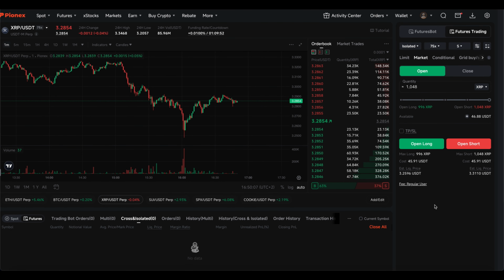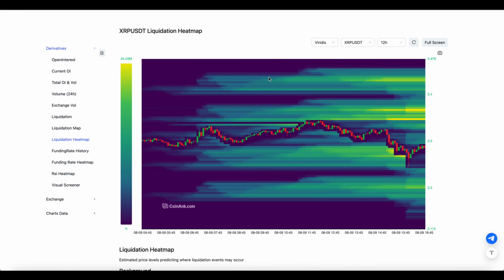If you've ever felt like the market moves against you the second you enter a trade, you're not crazy. It's because you're trading blind. And that's exactly what the liquidation heat map fixes. This tool is like night vision for traders, okay? So once you understand it, you'll never see the market the same way again.